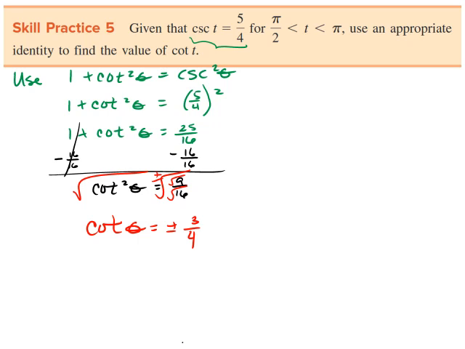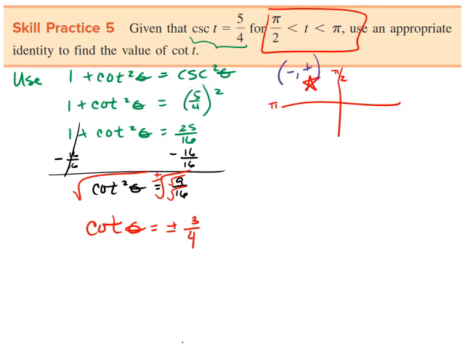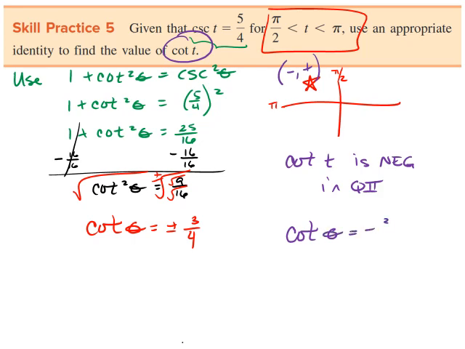All right, so now I want to analyze this. Values in between pi over 2 and pi. This is pi over 2, this is pi, so I'm interested in values in the second quadrant. This is negative and positive. So here, cotangent is what we want to find. Cotangent is negative in quadrant 2. So I want the negative solution. So cotangent of theta is negative 3/4.